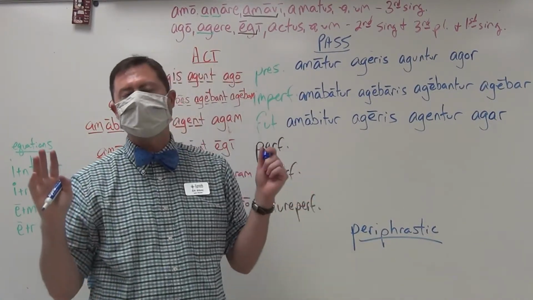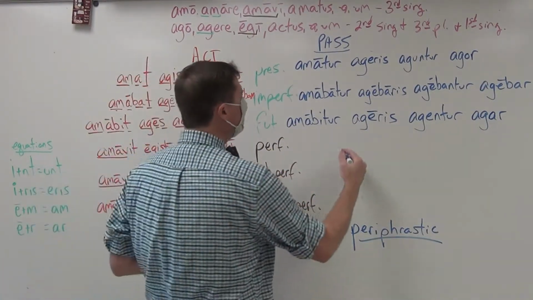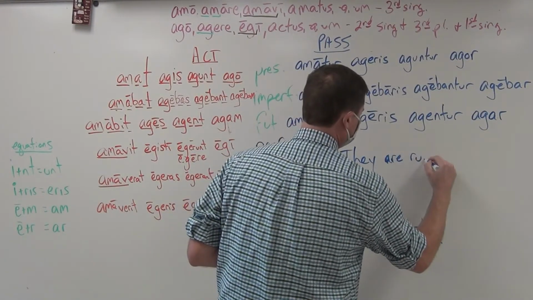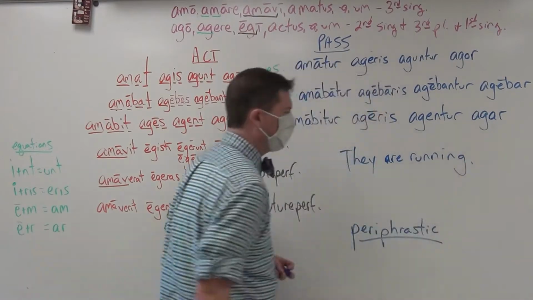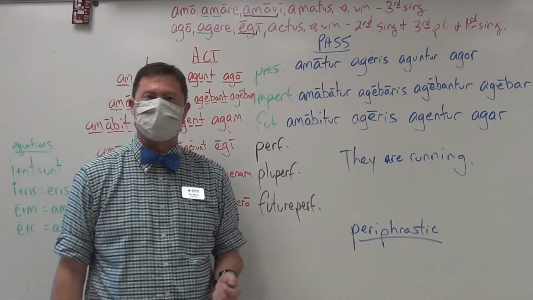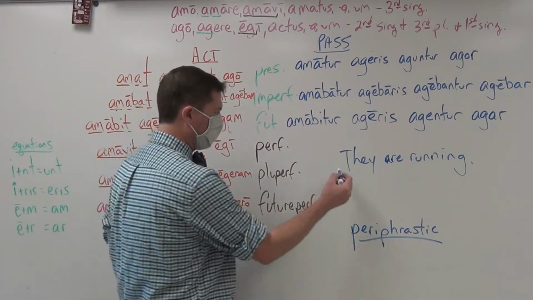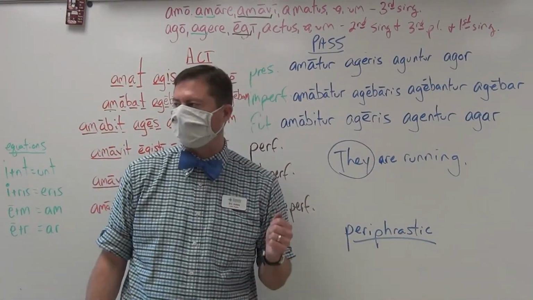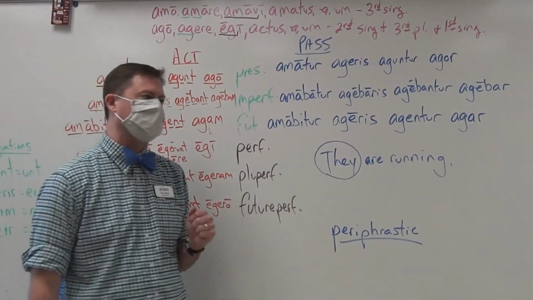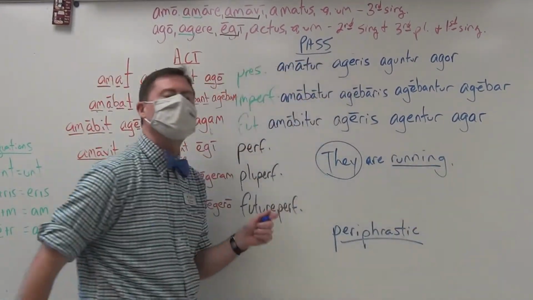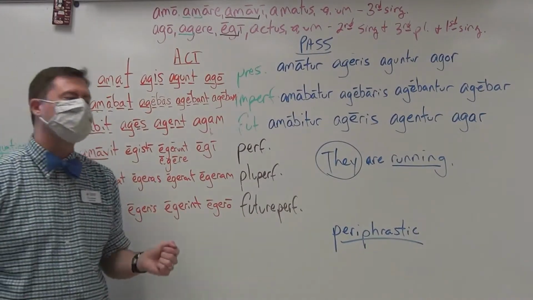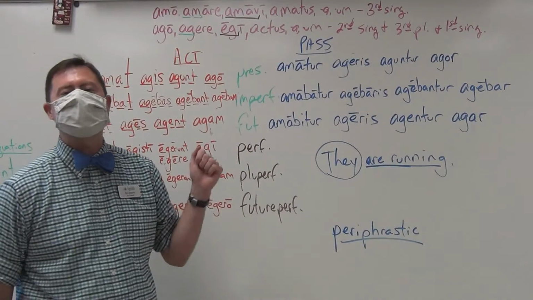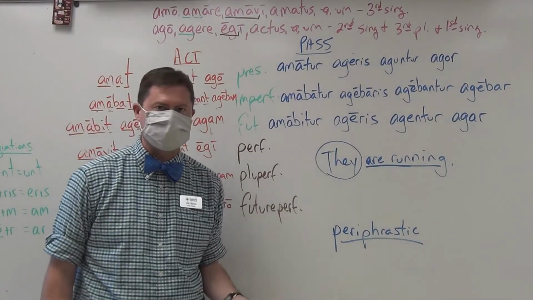We have that in English. For example, in elementary school, if you write down the statement, they are running, and let's say the teacher says, circle the subject, underline the verb. It's easy to circle the subject, but if an elementary student, or even y'all, were asked to underline a verb, you would most likely underline running. That is wrong. The verb is the whole expression, are running. And so this is an example of a periphrastic.